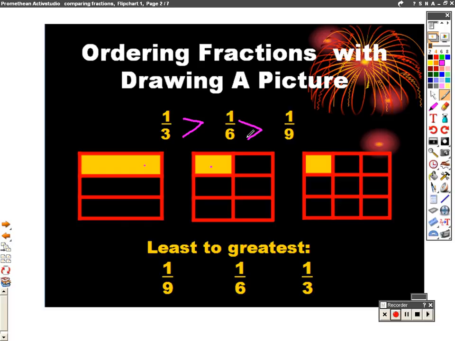There's also a cool trick that if all my numerators match, the smaller denominator is actually going to be the largest fraction, because you're cutting the cake into fewer pieces, which means you'll get a larger portion. So from greatest to least, it goes 1/3, 1/6, 1/9, and from least to greatest, the smallest is 1/9, then 1/6, then 1/3. So that's drawing a picture.